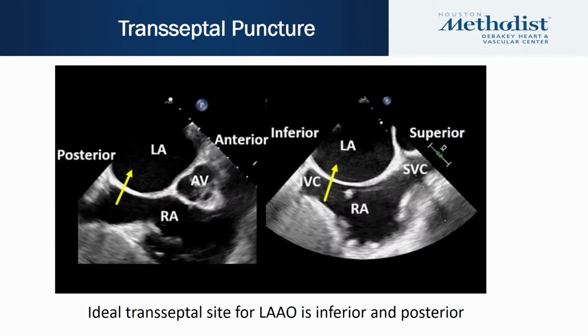The first step of the procedure is a transseptal puncture, but unlike edge-to-edge repair of the mitral valve, your target transseptal puncture site is going to be inferior and posterior. So looking at the short axis view, you want to be away from the aortic valve, so you want to be more posterior, and using your bicaval view, you want to be closer to the IVC, which is more inferior. So the target site will be inferior and posterior, as opposed to superior and posterior for mitral valve interventions.